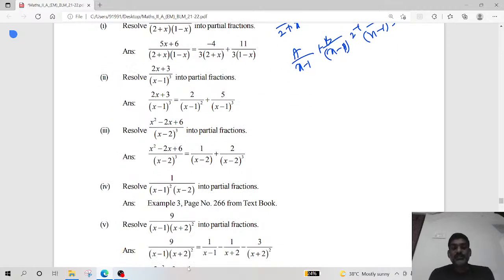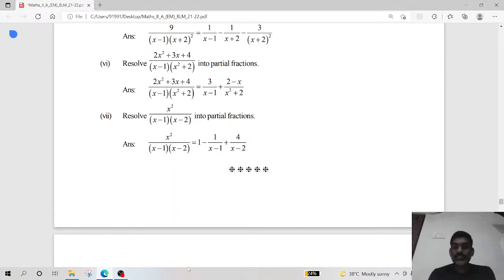And the next one is number 4. Resolve 1 over x minus 1 whole square times x minus 2. A by x minus 1 plus b by x minus 1 whole square plus c by x minus 2. Next, resolve 9 by x minus 1 into x plus 2 whole square. A by x minus 1 plus b by x plus 2 plus c by x plus 2 whole square.